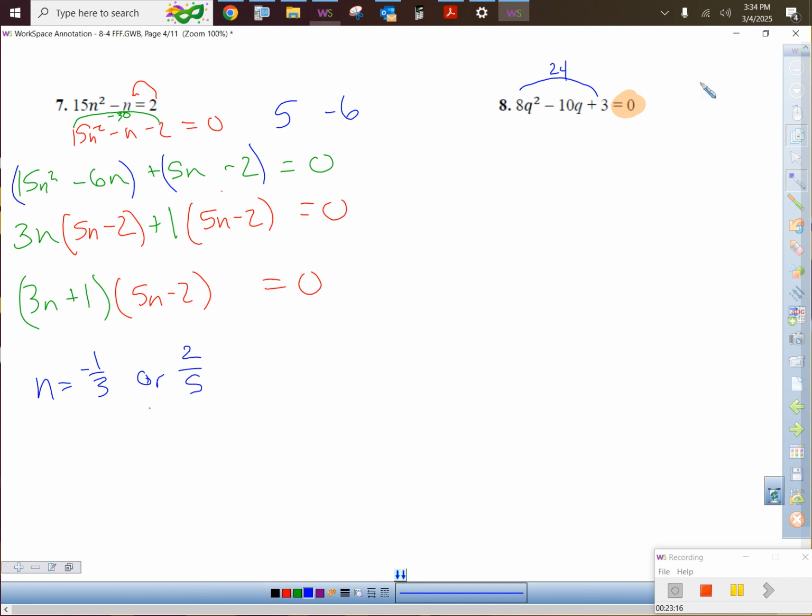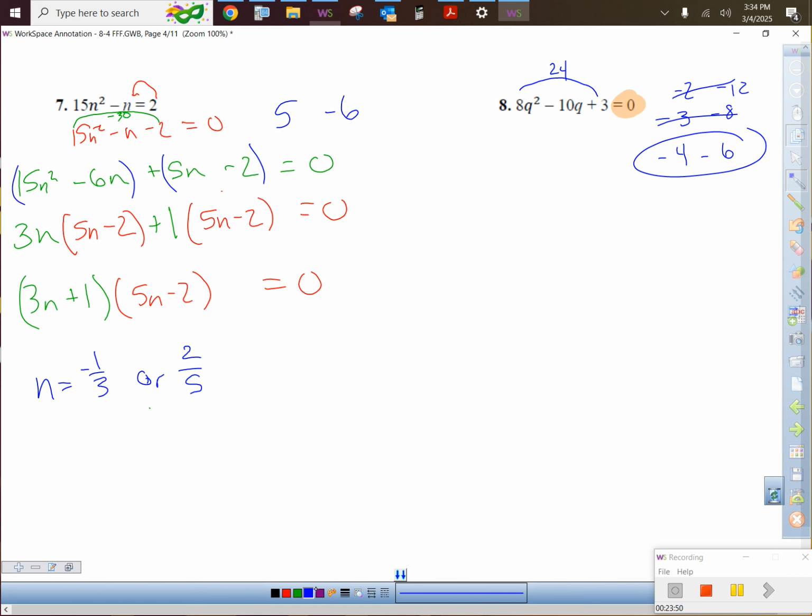So 1 and 24, both negative, nope. 2 and 12, if they were both negative, nope, those don't add up to negative 10. 3 and 8, if they were both negative, nope. 4 and 6, if they were both negative. There we go. Bingo, right? There's our two numbers.